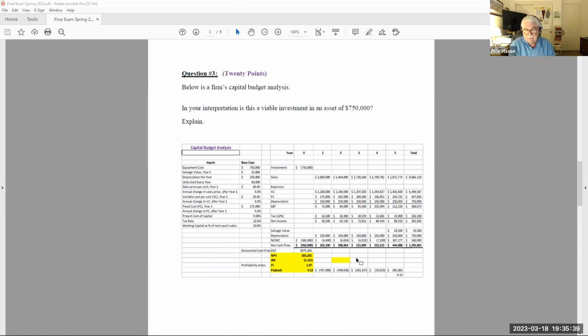Question number 3 is from chapter 24 of our textbook, and we'll be talking about this in our lecture video on Monday. Here's an example of a capital budget. Now, a capital budget is where you project out the return on an investment. Here, the investment is for an asset of $750,000 with a depreciable life of 5 years. And there's the return: net present value, internal rate of return, profitability index, and payback. Those are the returns in dollars, percent, ratio, and years on this investment with the anticipated revenue and expenses involved. I would like your interpretation on this. Is this a viable investment for this company? Explain. And we'll talk about this in our online lecture on Monday.